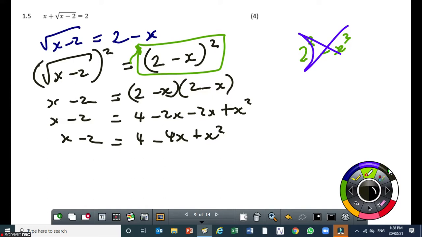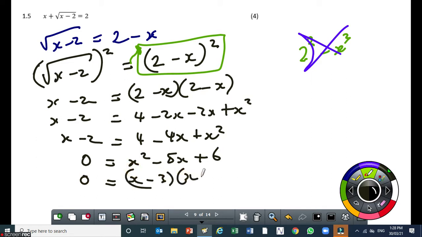Okay. Then you take the x to the right, the minus 2 to the right, you get 0 equal to x squared minus 5x. If you take the minus 2, you end up getting plus 6. Then it becomes a grade 9 quadratic equation. And then you factorize this. Minus 6 and minus 3. So it will be x minus 3 times x minus 2.